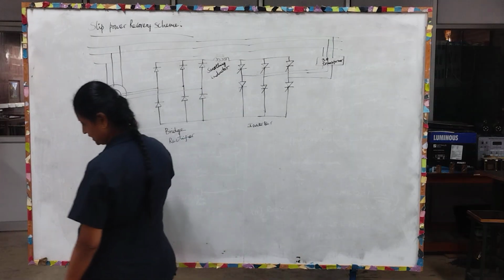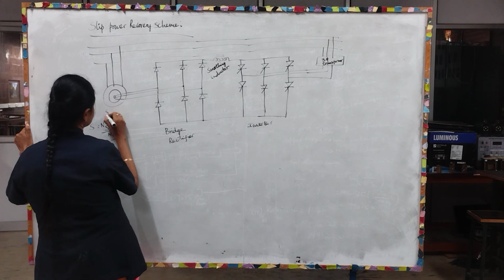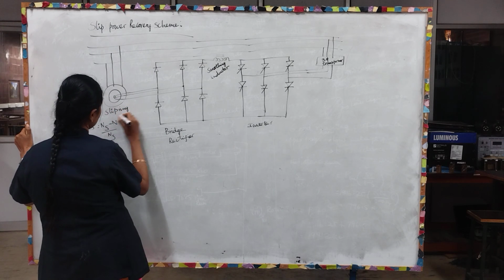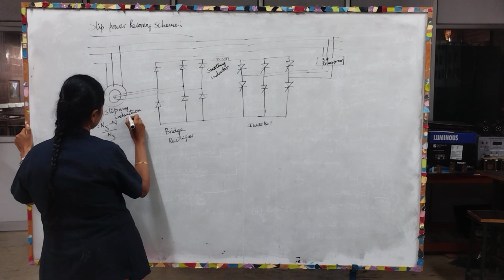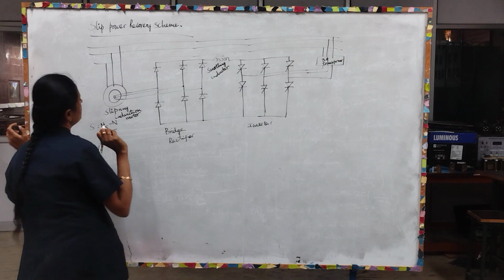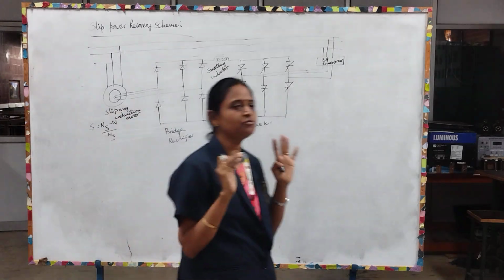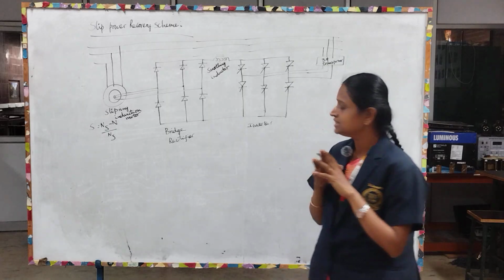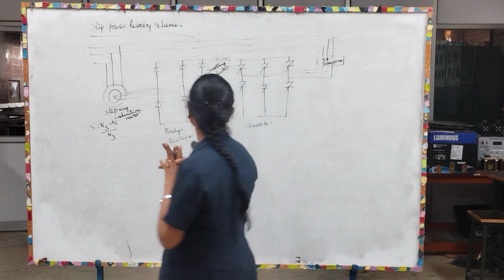Here we are considering a three-phase slip ring induction motor. So what is an induction motor? The rotor receives electrical power by induction principle. That's why it is called induction motor. We have two types of induction motor. One is squirrel cage induction motor and the other is slip ring induction motor.